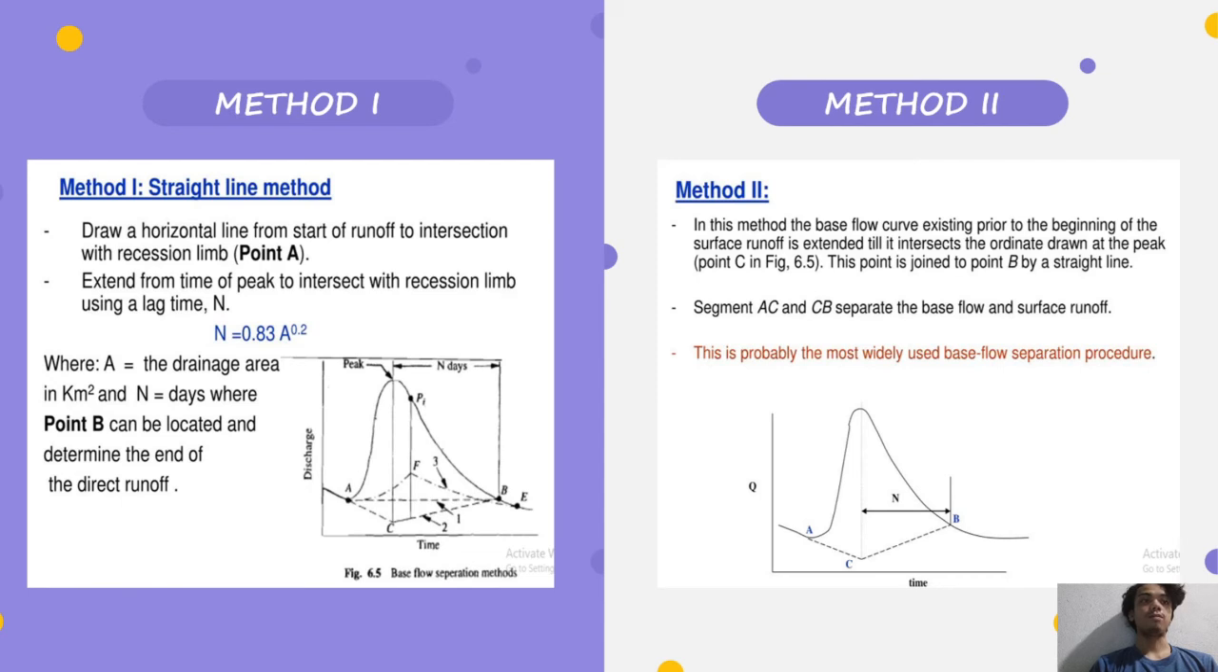The second method. In this method, the base flow curve existing prior to the beginning of the surface runoff is extended till it intersects the ordinate drawn at the peak. This point is joined to point B by a straight line. Segment AC and CB separate the base flow and surface runoff. This is probably the most widely used base flow separation procedure.